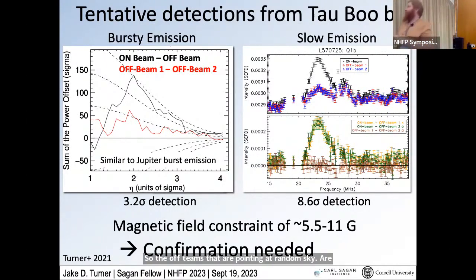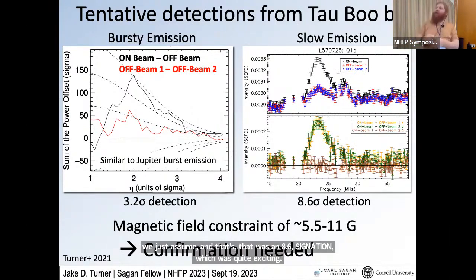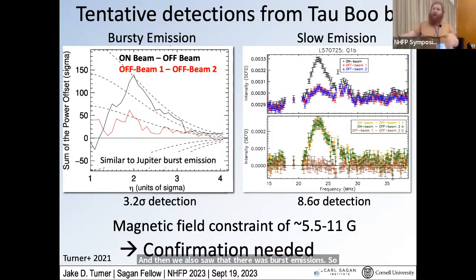If we just assume random Gaussian statistics, that was an 8.6 sigma detection, which was quite exciting. We also saw burst emission, really bright spikes: every second it gets really bright, goes away, gets really bright, goes away. We did the same thing, comparing the off beams to the on beams, and we see some difference there. That was unfortunately only 3.2 sigma. Using those, we got a magnetic field strength of the planet between 5.5 and 11 Gauss, which was quite comparable to Jupiter, at 0.94 of the magnetic moment of Jupiter, which was quite exciting.